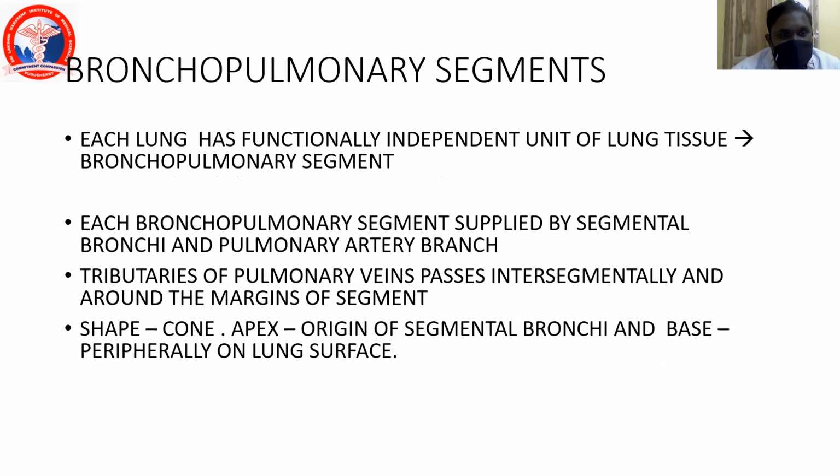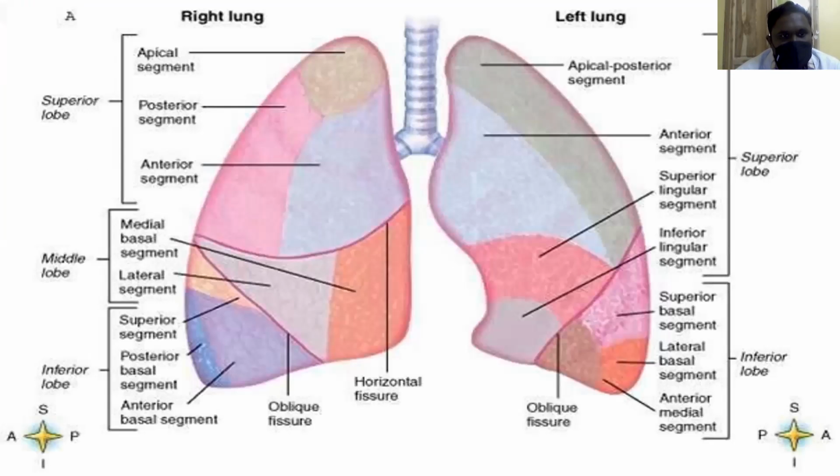Bronchopulmonary segments: each lung has functionally independent units of lung tissue, called bronchopulmonary segments. Each bronchopulmonary segment is supplied by a segmental bronchus and a pulmonary artery branch. Tributaries of pulmonary veins pass intersegmentally and around the margins of the segment. The shape is cone-shaped, with the apex at the origin of the segmental bronchus and the base at the periphery on the lung surface.